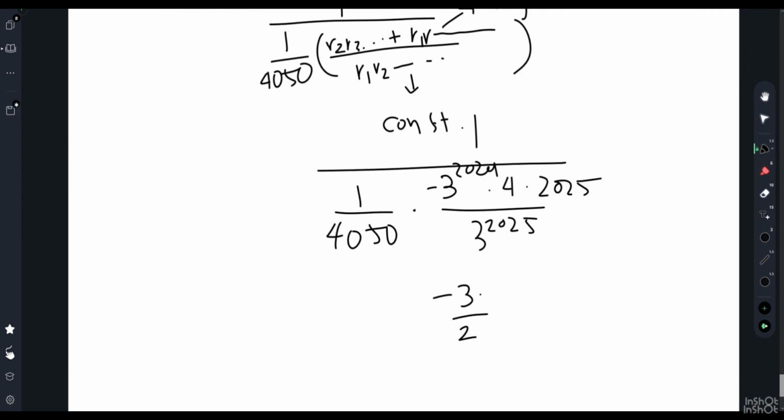Wait. So no, this is not negative 3 over 2. This is negative 2 over 3. And so taking the reciprocal, this is negative 3 over 2, which is our answer.